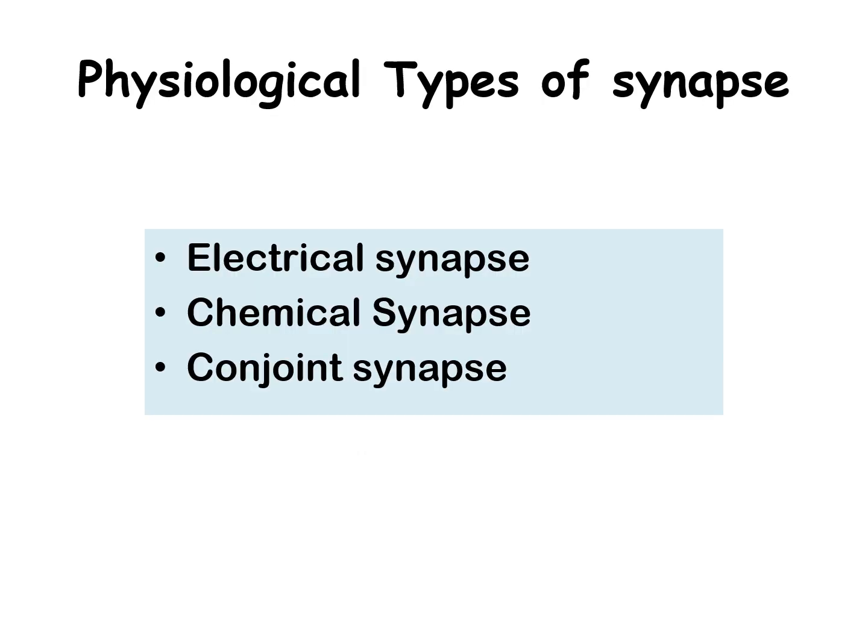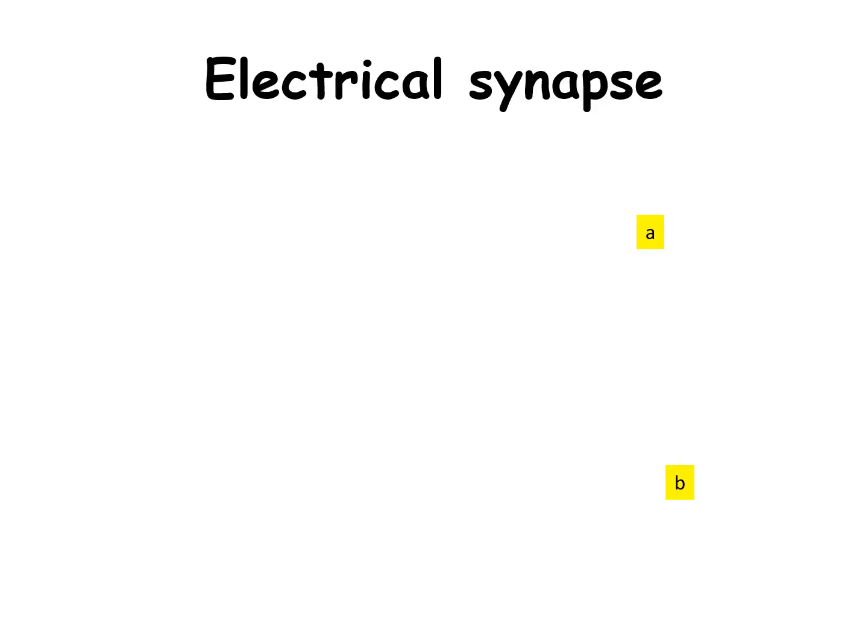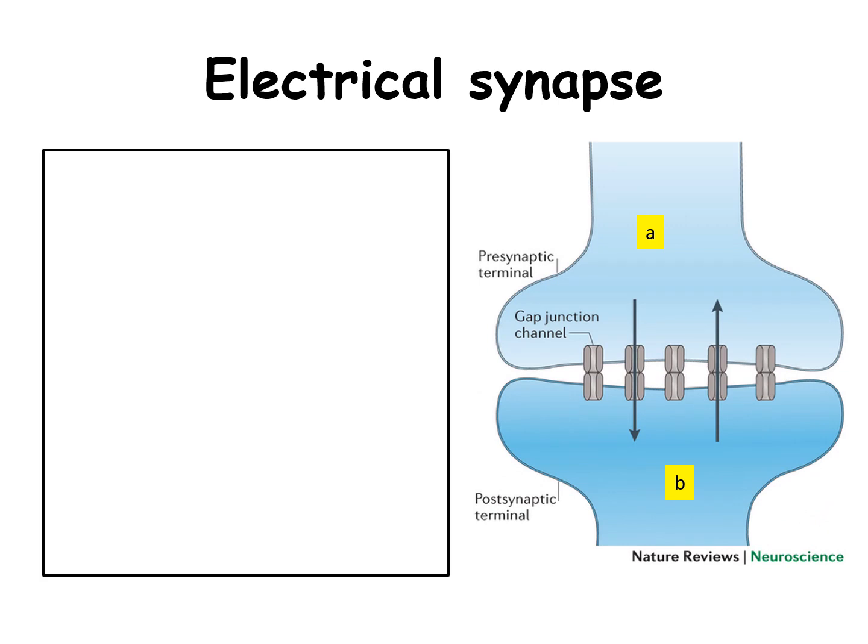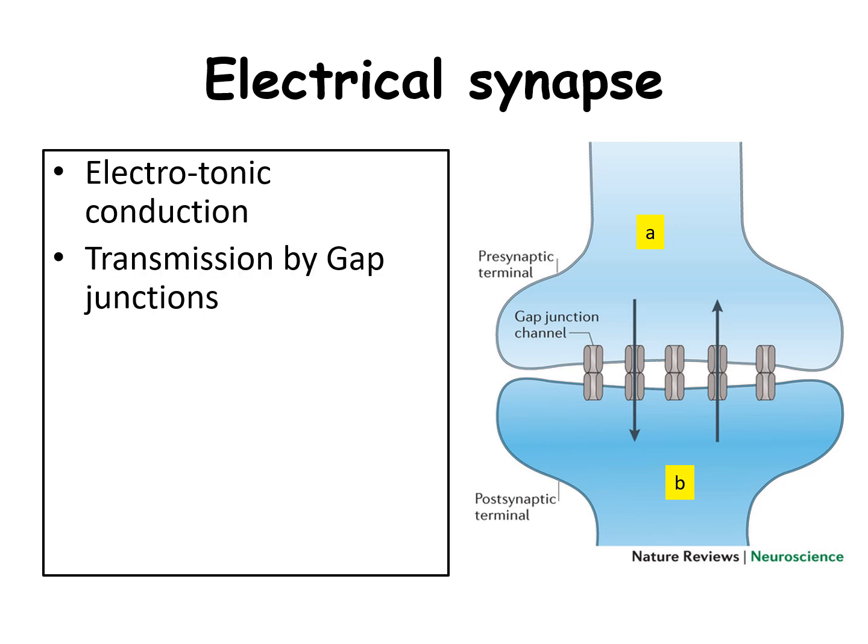The physiological classification of the synapse can be the electrical synapse, the chemical synapse, or even the conjoined synapse. First, talking about the electrical synapse, it is nothing but the transmission of a nerve impulse through gap junctions, and we know that these gap junctions are connecting the two neurons, so that allows the easy, fast transmission of the nerve impulse.